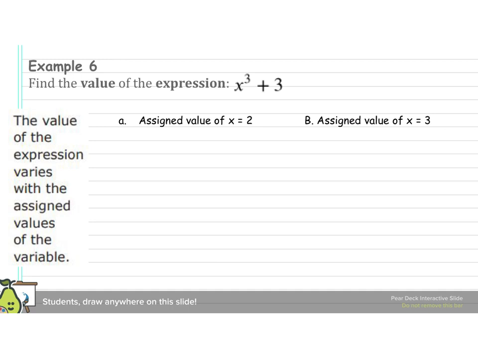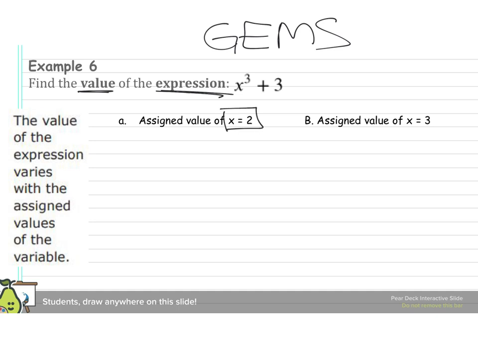So in this one, we have exponents, okay? So I'm going to write GEMS at the top. They want us to find the value of the expression when x equals 2. Okay, so instead of writing an x, I'm going to write a 2. So 2 cubed plus 3. Okay, so notice instead of an x, I wrote a 2 there.